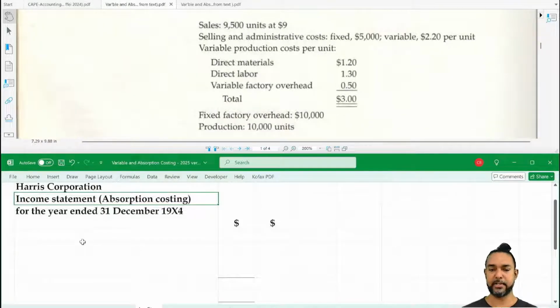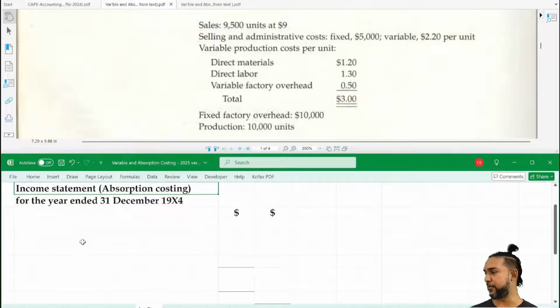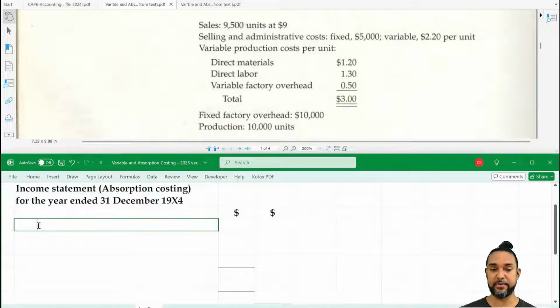Okay, so you start off as per usual. This is going to be a little bit of a revision for those who may be a bit out of touch with the income statement. So as we know, the first item is supposed to be our sales revenue, right? So sales, revenue.